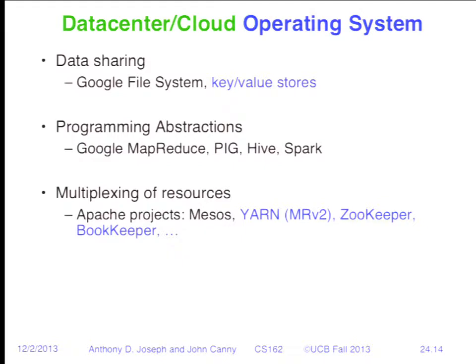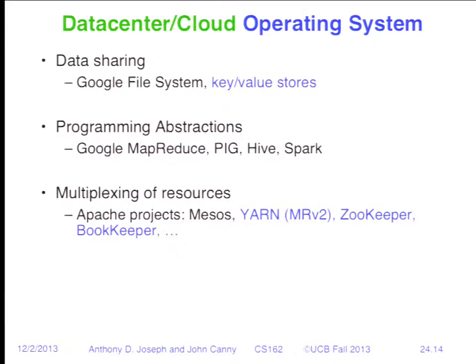In the cloud, we have to deal with sharing. So we have abstractions like the Google file system and key value stores. You're implementing a key value store. You did one for Project 3, and you're going to do a distributed one now for Project 4. We have programming abstractions like MapReduce and Pig and Hive and Spark. I'm going to go through these later on in the lecture.